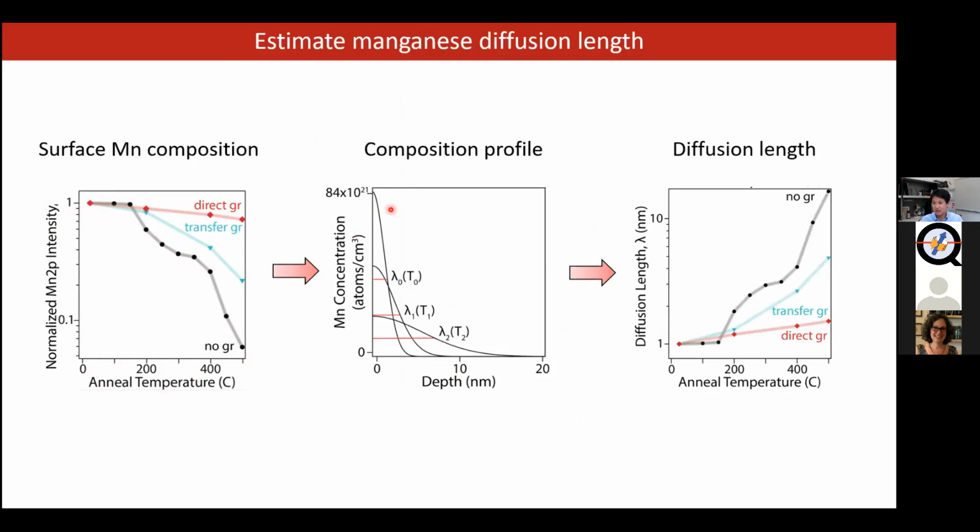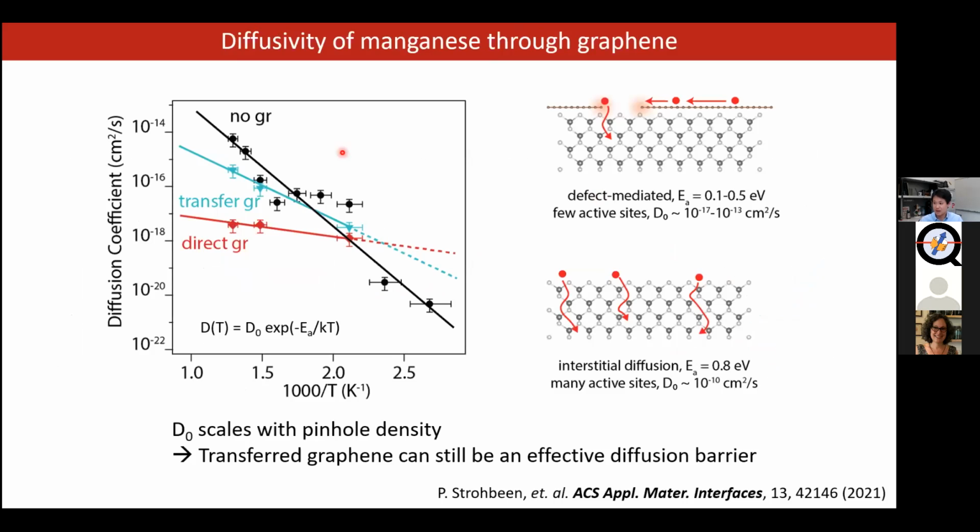We can compare that to a simple 1D diffusion model, where you have a Gaussian diffusion concentration profile that's characterized by some diffusion length. From the comparison of this model, we can extract characteristic diffusion lengths after certain anneal temperatures, and we can then come out with an experimentally derived plot of the diffusivity as a function of temperature based upon our XPS measurements.